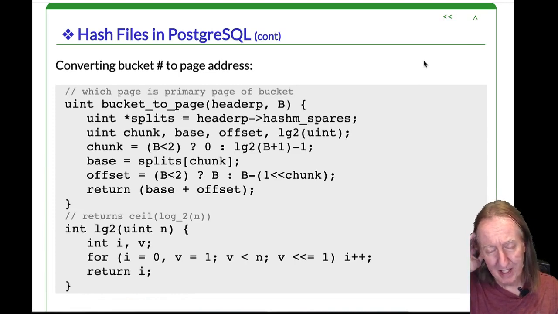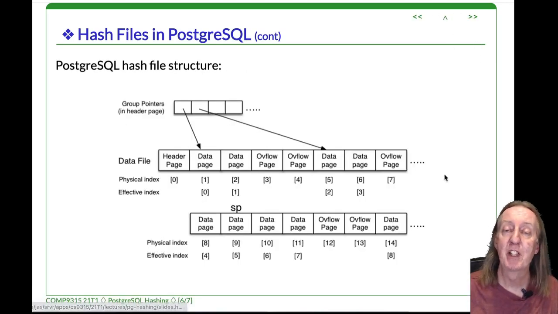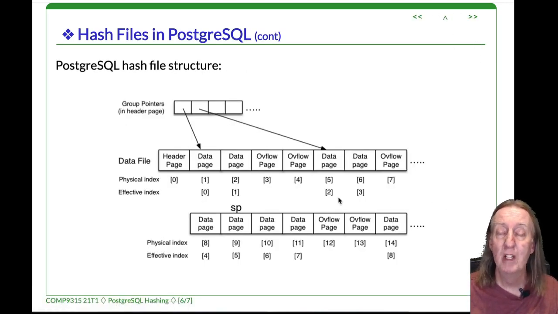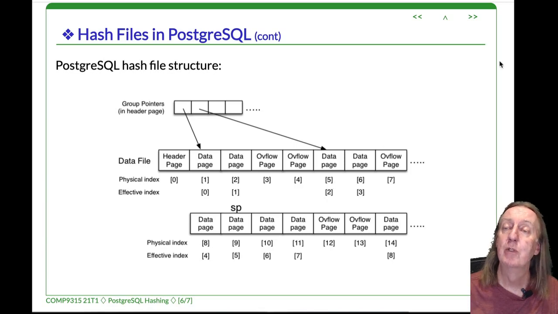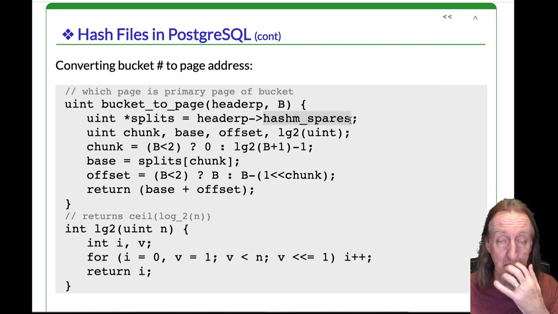And clearly, under that file structure, we need a way of taking a bucket address and mapping it to a physical address. So we might say, all right, we need to have a look at bucket 2 because the hash value is 2. Well, that corresponds to physical page number 5. So what we need to do is convert this 2 into the actual address. And here's roughly the way we do it. So the header page has an array of pointers to group pages. So this is effectively the group page pointers.